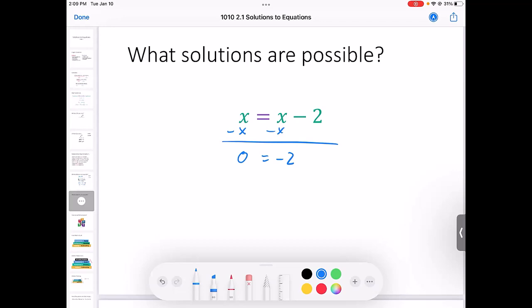And even if we didn't do this step and we just looked at this equation, we can see that it would not have any solutions, because if you choose any number, that number is not going to equal that same number minus 2, because subtracting the 2 will turn it into a different number. So this would be an example where we would have no solutions, because we end up with a false statement, regardless of what number you choose for x.